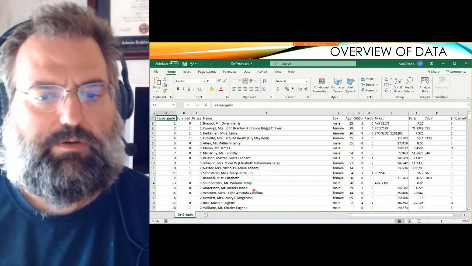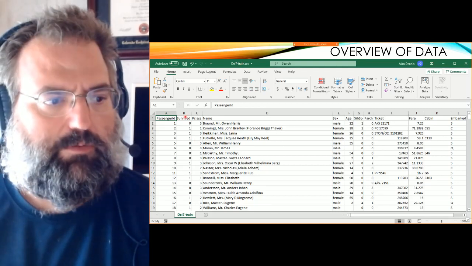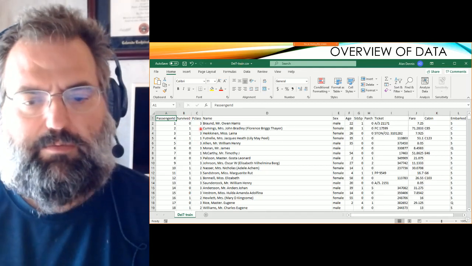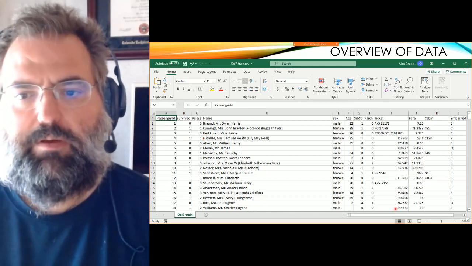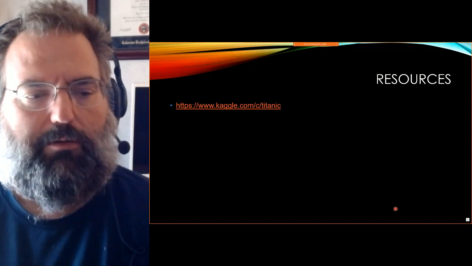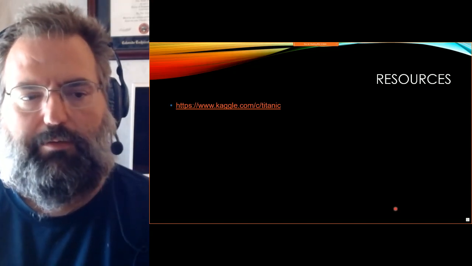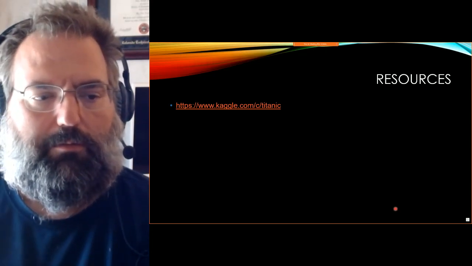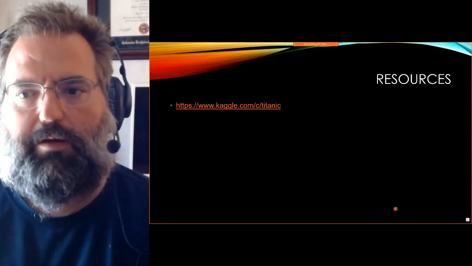Here's an overview of the data. This is the train set, as you can tell, because we do have a survived flag. The test set looks just like this, except that's not there. And if you're interested in going and downloading the Kaggle competition information, all that good stuff, there's your link. If you Google Titanic and dataset, you're probably going to find the Kaggle link anyway.